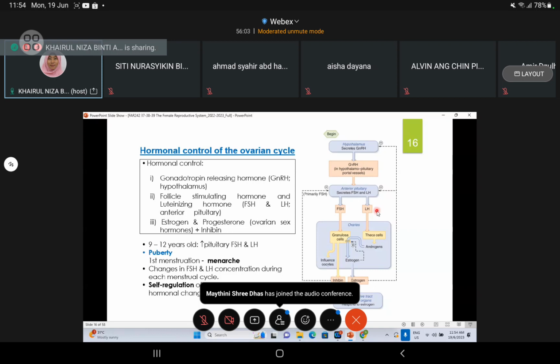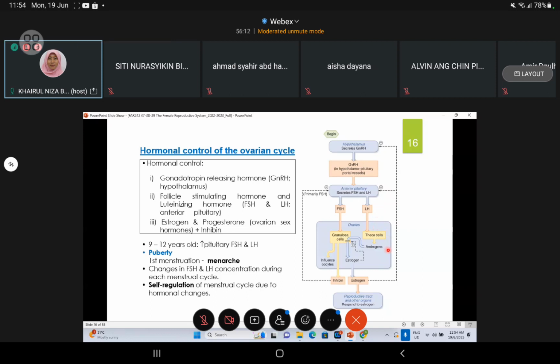When it comes to LH, it will act upon theca cells, and theca cells start to secrete androgen, which will then be converted into estrogen. Estrogen then goes on to act upon the reproductive tract that I shared earlier, and on other target organs which respond to estrogen.